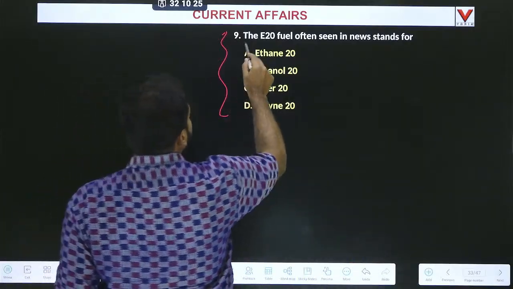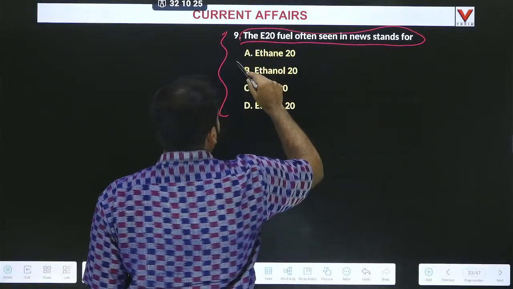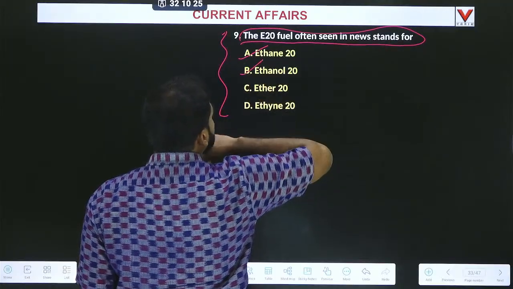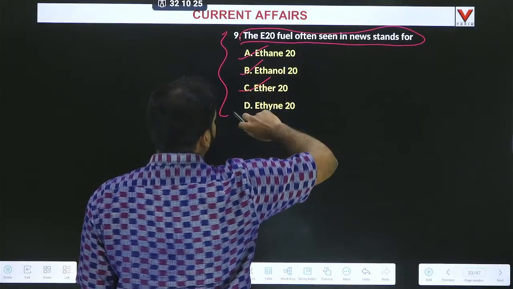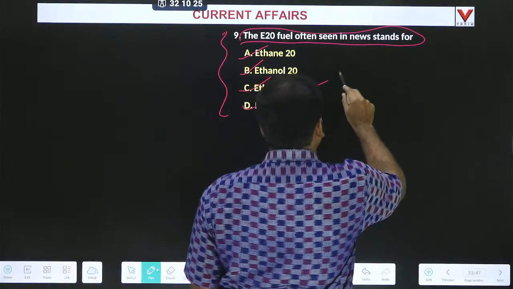Okay, the E20 fuel often seen in news stands for: option A, ethanol 20; option B, ethane 20; option C, ether 20; option D, ethane 20. Please attend this question. It's an easy question.